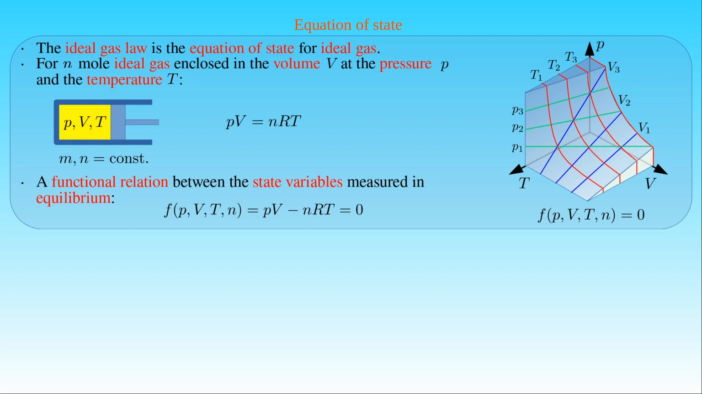The intersection curves of the planes of constant temperature in this surface are represented by the red curves for the temperatures T1, T2, and T3. Similarly, the blue lines represent the intersections of the planes of constant volume for V1, V2, and V3, and the surface, whereas the green lines represent the intersections of the planes of constant pressure for P1, P2, and P3 in the surface. This figure demonstrates that by fixing two of the state variables, we can determine the third one from the intersection of the planes of constant for the fixed state variables and the surface of the function f.